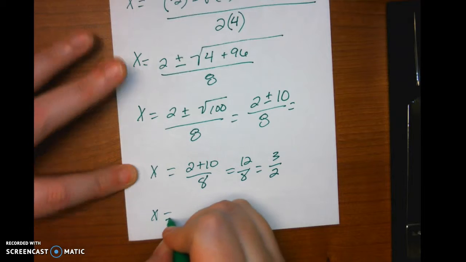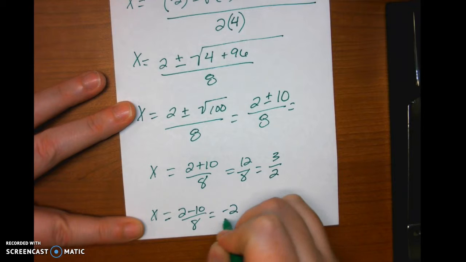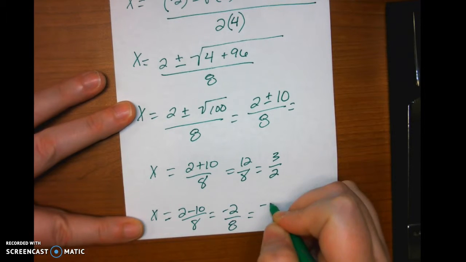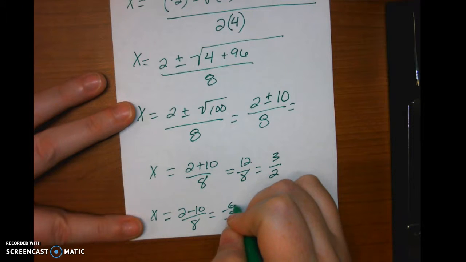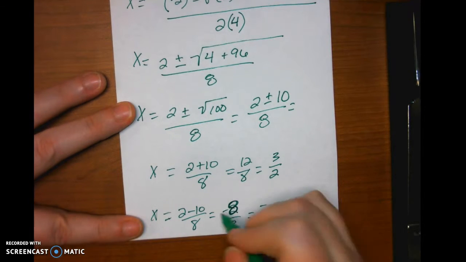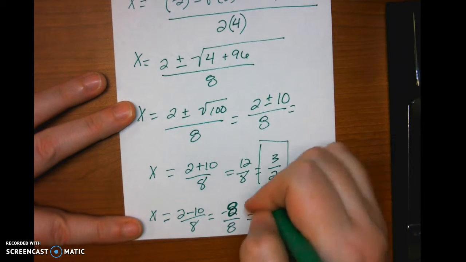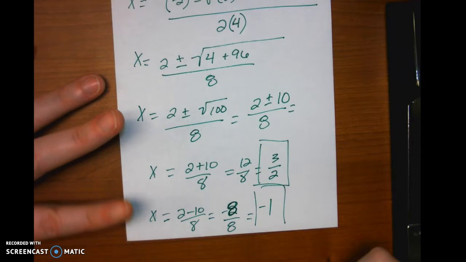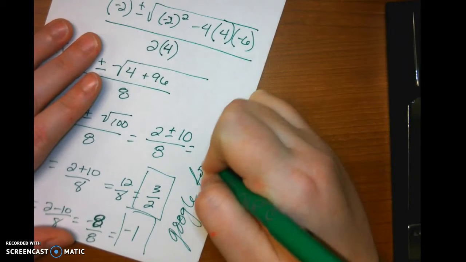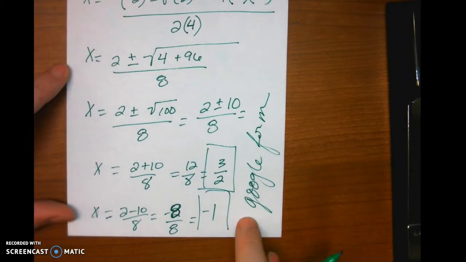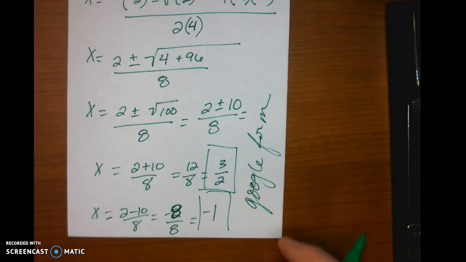Okay, x equals 2 minus 10 over 8 equals negative 2 over 8 equals negative. Guys, look at that nice mistake. I did that yesterday too. Negative 8 over 8 equals negative 1. Okay, you need both of these answers. You must have those. Put these on the Google form, okay? I need your answers on the Google form, okay? Go ahead and turn in your paper too.